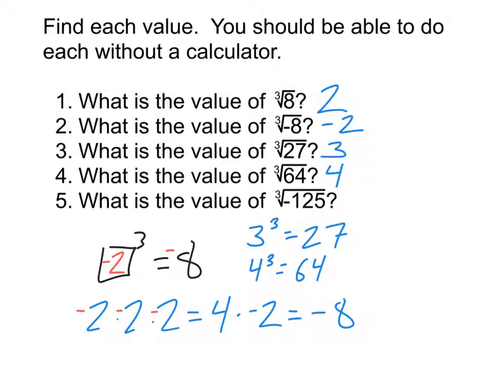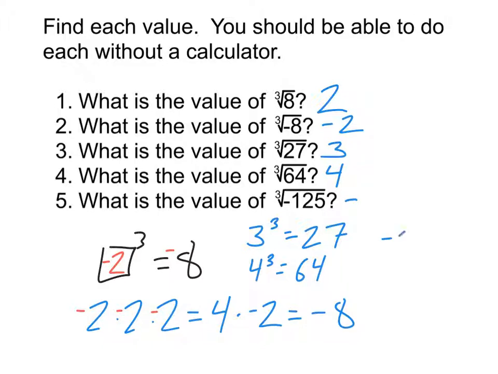All right, now for that last one. We're going to be doing the cube root of negative 125. Now, can we do the cube root of a negative? Yeah, remember we saw that up here, that we can do the cube root of a negative. And so it's going to be a negative number.